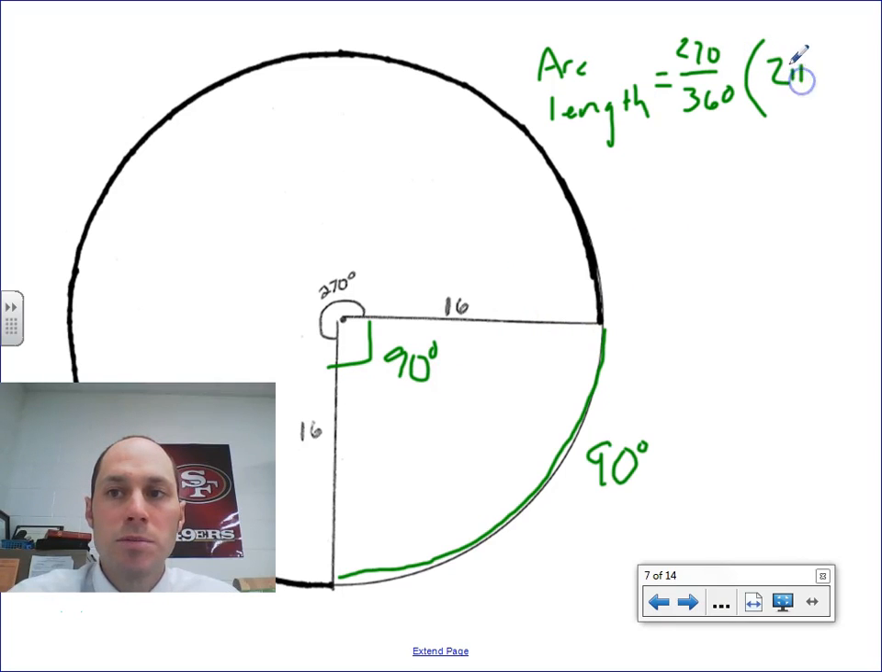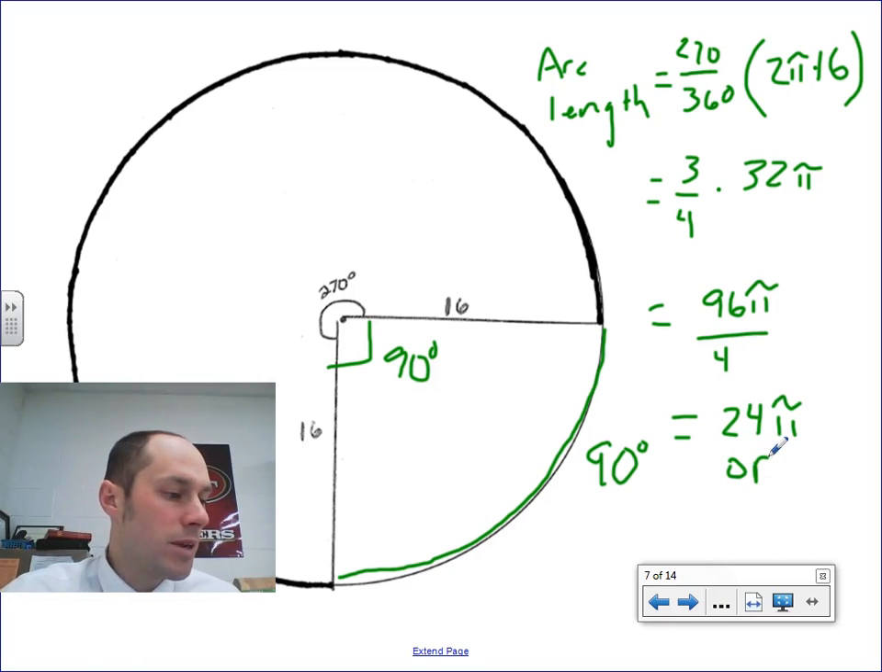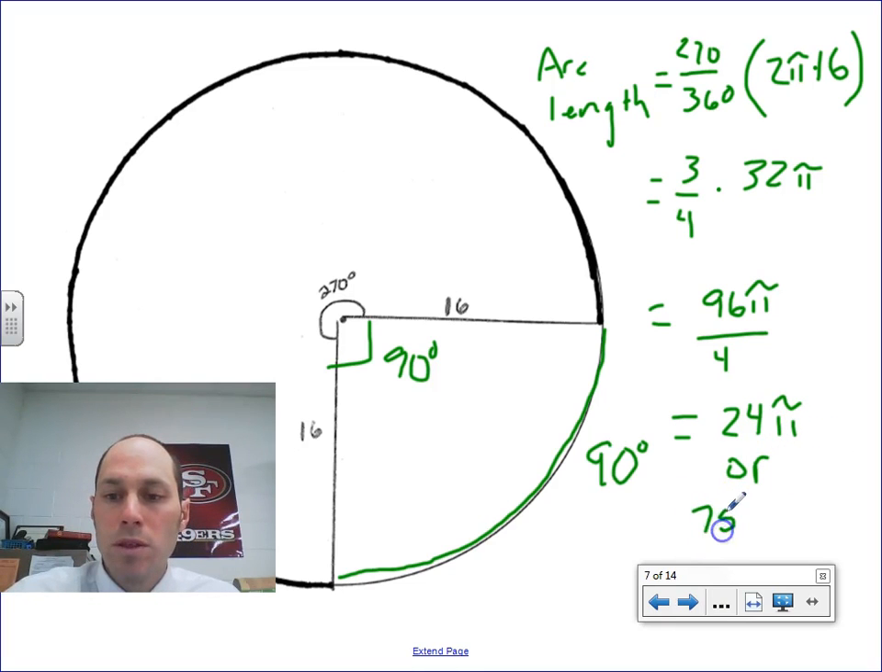My circumference is 2 times pi times 16 in this case. My radius is 16. So I can simplify that. 270 out of 360 is 3/4 times 32 pi. And when I simplify that, that's 96 pi over 4. And 96 divided by 4 equals 24. So 24 pi, or if I want to approximate it, 24 times 3.14 gives me 75.36.